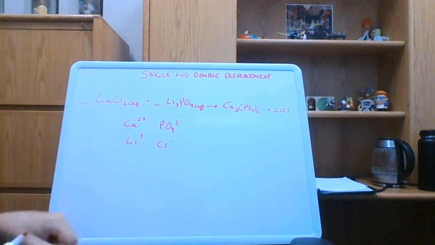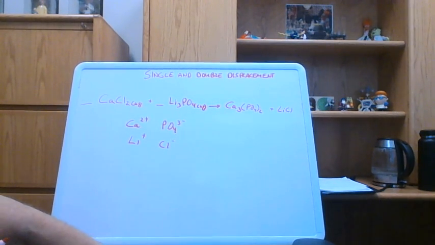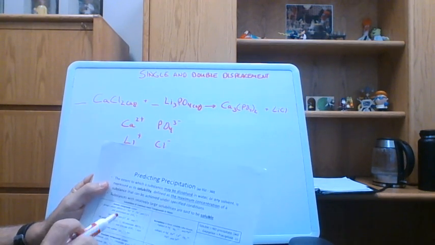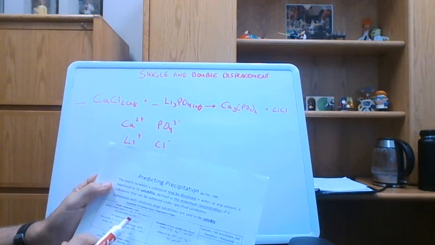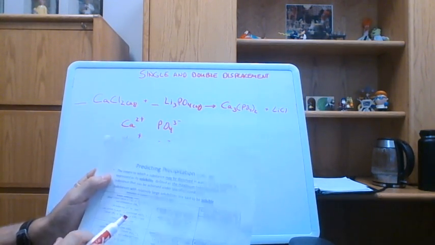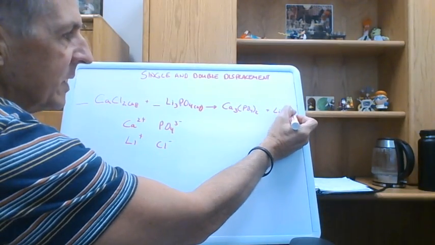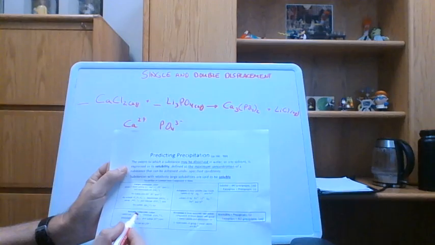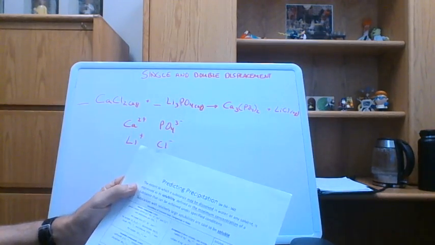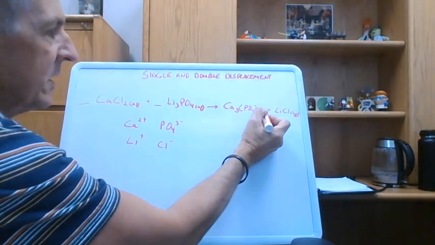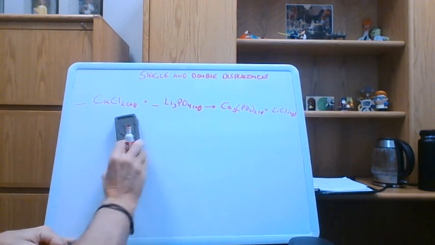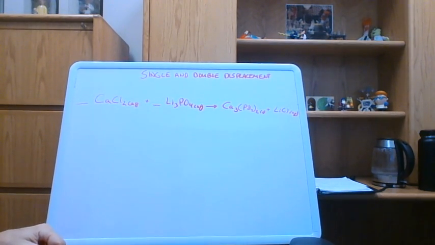Now if we want to predict if we're aqueous or solid, we would look at our chart here and say that group 1 metals like lithium tend to be soluble, chlorides tend to be soluble, so we'd expect lithium chloride to be aqueous. Down here we say phosphates tend to be insoluble. There's not an exception for calcium, so we'd expect that to be a solid. So we predicted the products and if they're going to be aqueous or solid.